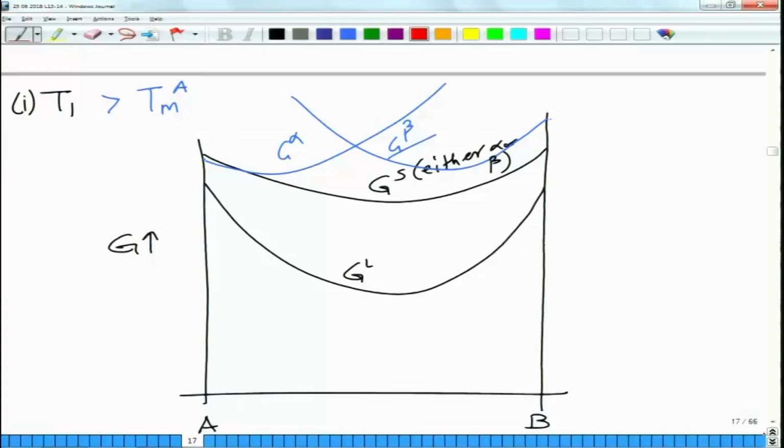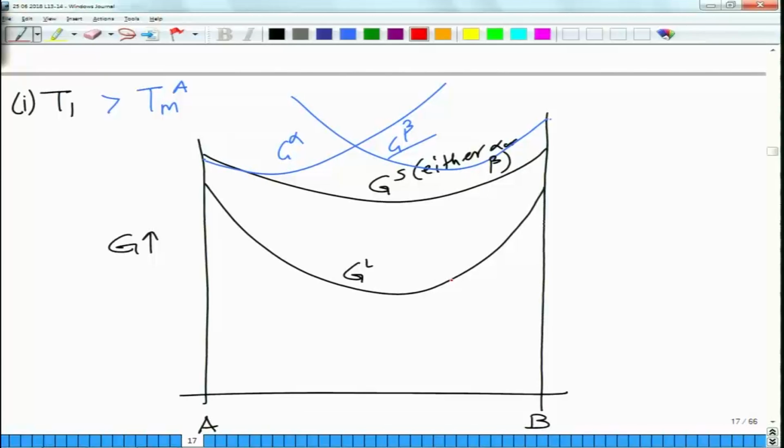So let me just go back to what we were doing. This was the first thing that we did. We have two elements A and B. Melting point of A is higher than that of B. We have first a temperature T1 which is higher than the melting point of A. Since it is a temperature higher than the melting point of both elements, we are going to have the liquid phase being more stable than the solid phase, which could be a mixture of two solid phases.